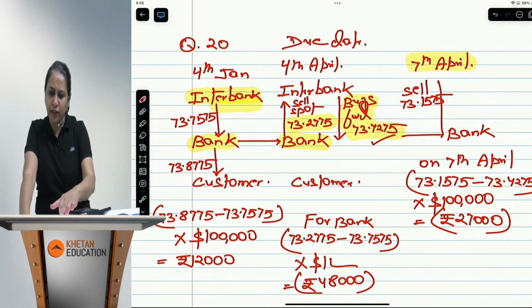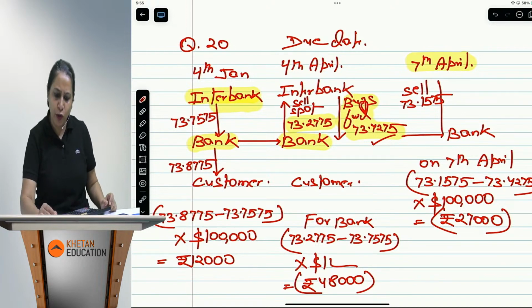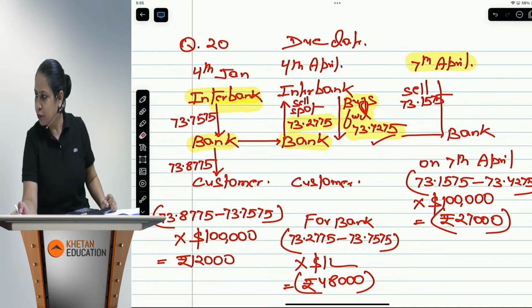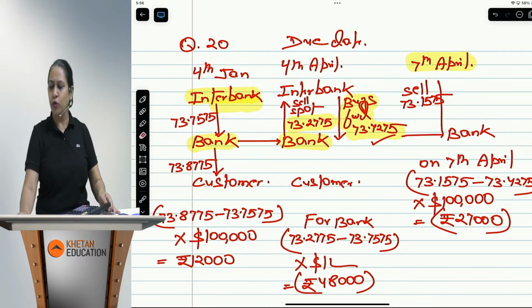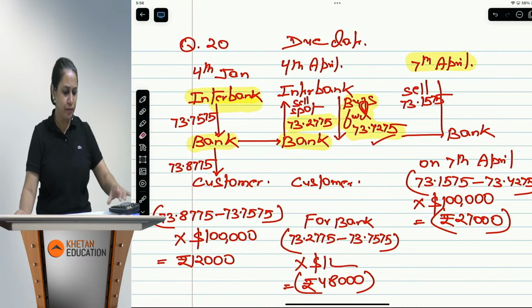this is 4275. This is 4275, no? This is 4275. This is not 7275. Yeah, this is correct only. There is nothing wrong. It is 4275. Check out on the rates, please. It will sell spot at 73.2775 and it will buy forward at 73.4275. Look at the rate.